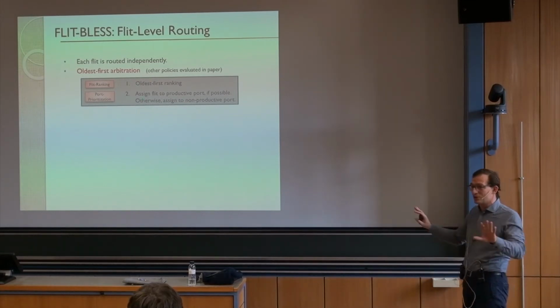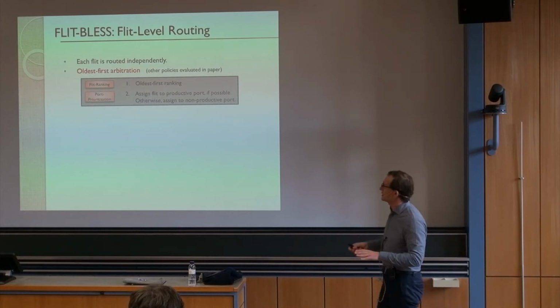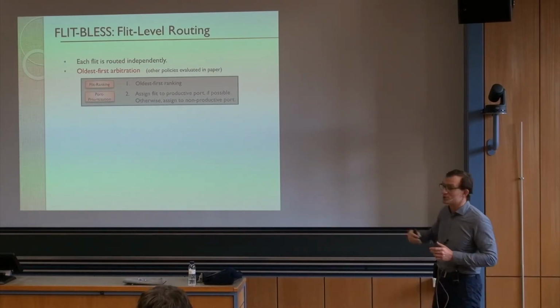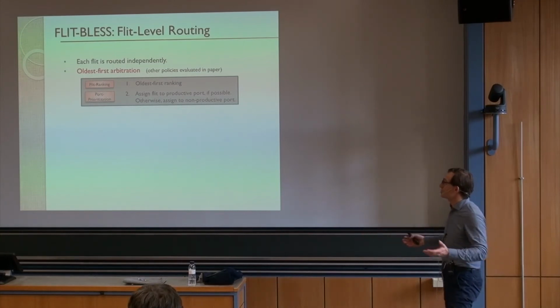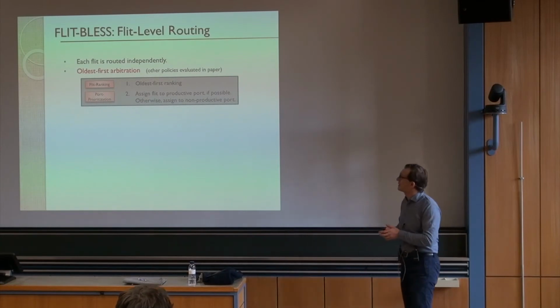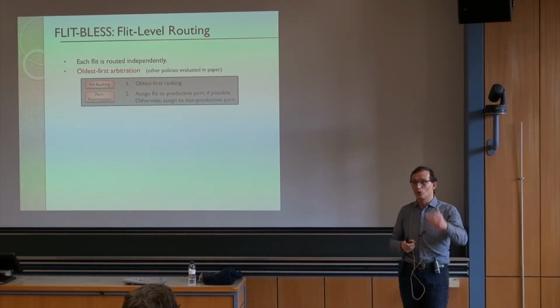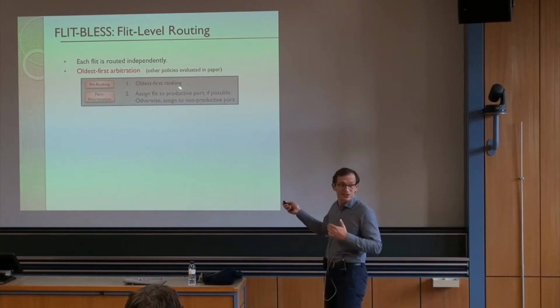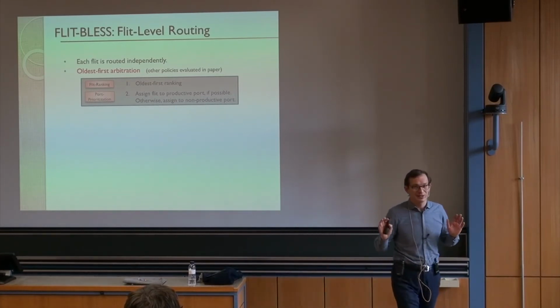But if you're assuming the simple thing, that each flit is routed independently, you need to ensure each flit gets to its destination. And how do you ensure that? So oldest-first arbitration is one way of doing that. Basically, it guarantees that the oldest flit injected into the network arrives at its destination because it's always prioritized by this ranking scheme. That sounds good, right?